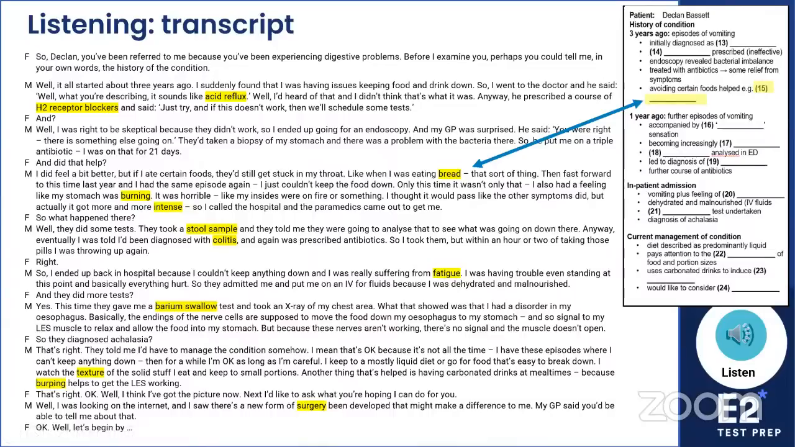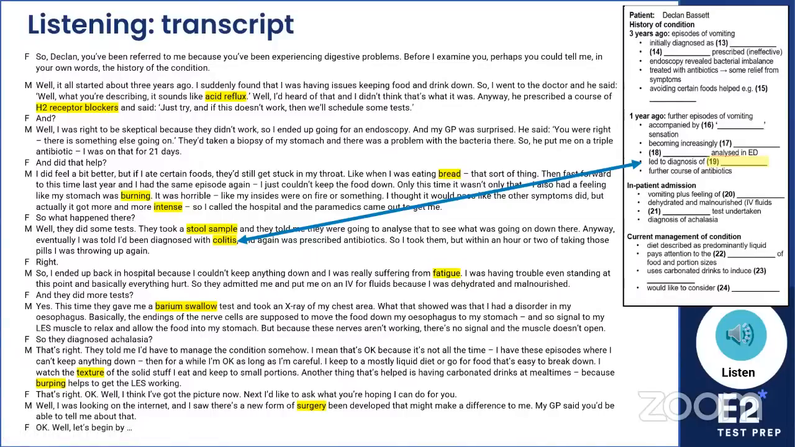Only this time, it wasn't only that. I also had a feeling like my stomach was burning. It was horrible, like my insides were on fire or something. I thought it would pass like the other symptoms did, but actually it just got more and more intense. So I called the hospital and the paramedics came out to get me. So what happened there? Well, they did some tests. They took a stool sample and they told me they were going to analyse that to see what was going on down there. Anyway, eventually I was told I'd been diagnosed with colitis and again was prescribed antibiotics. So I took them, but within an hour or two of taking those pills, I was throwing up again. Right.